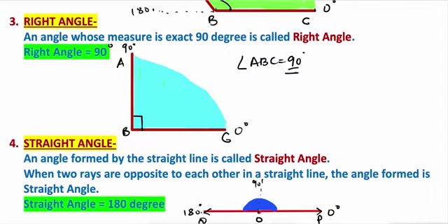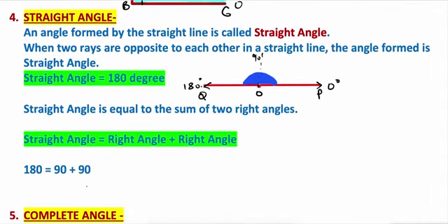Straight angle. An angle formed by a straight line is called the straight angle. When the two rays are opposite to each other in a line, the angle formed is called a straight angle. A straight angle is 180 degrees. So angle POQ is a straight angle. It is a 180 degree angle. A straight angle is always 180 degrees.